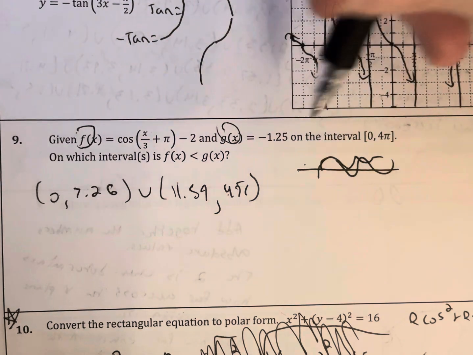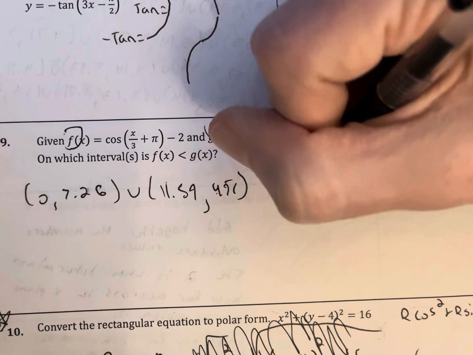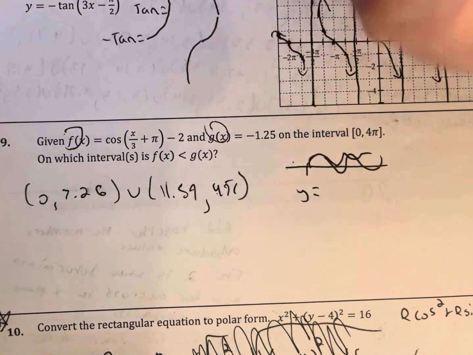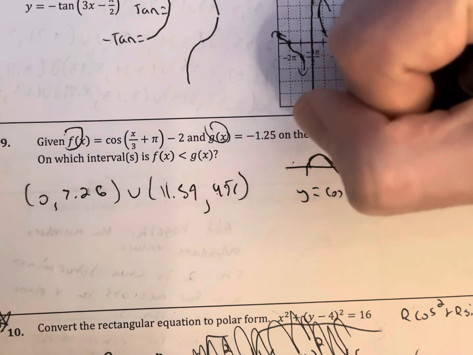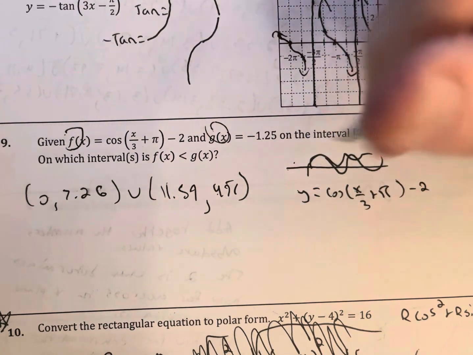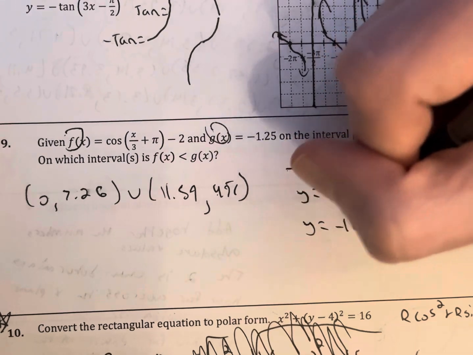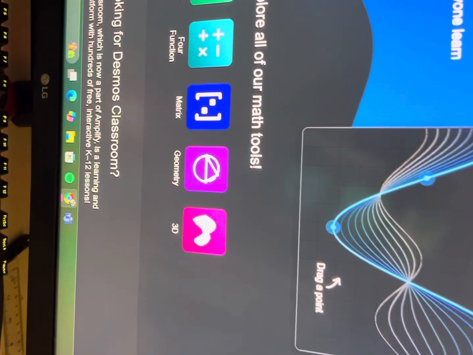So I don't have a graphing calculator with me here. But as you can imagine, you go into the calculator, go y equals cosine of x over 3 plus pi minus 2, and then you put in y equals 1.5. You tell it to go graph, and I can actually show you this here on the computer. Let's go to the graphing calculator.